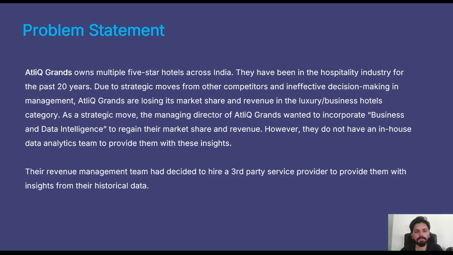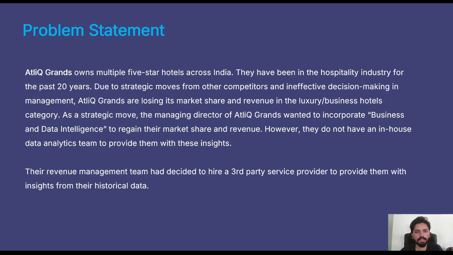AtliQ Grands owns multiple five-star hotels across India. They have been in this industry for the past 20 years. But now, due to the strategic moves from competitors and ineffective decision making, AtliQ Grands is losing its market share and revenue in the luxury business or hotel category. The managing director of AtliQ Grands wants to incorporate business and data intelligence to regain their market share and revenue.